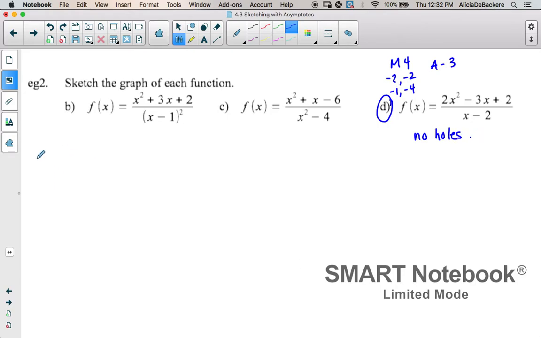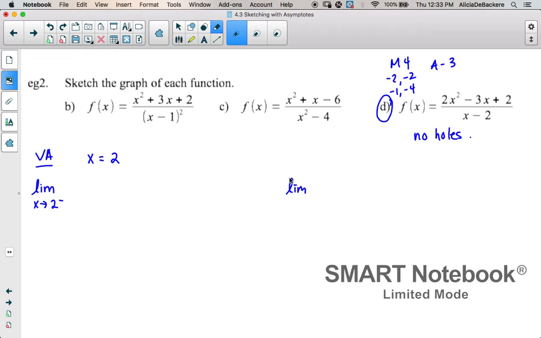So moving on to my vertical asymptote. My vertical asymptote comes from where does my denominator equal 0? And so I see that it's at x equals 2. I'm going to consider the limit as x approaches 2 from the negative side, and the limit as x approaches 2 from the positive side. Again, I can't take the limit of nothing, so I have to either rewrite the equation here, or since I have a name for our equation, I'll just write f at x.